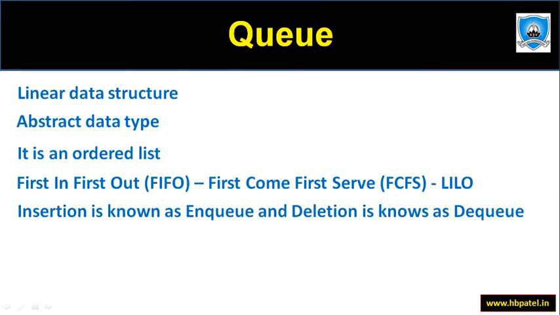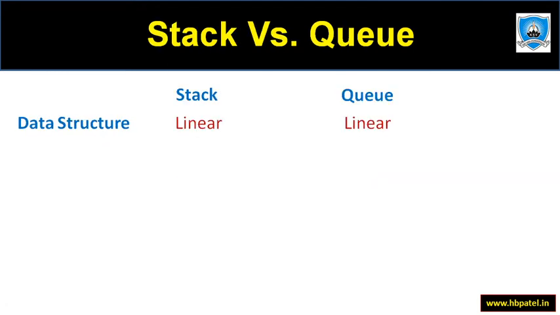Then comes insertion and deletion. In the case of stack, if you remember, we used to call them push and pop. Over here the insertion operation is called enqueue and the deletion operation is called dequeue. So enqueue and dequeue are the very common names here for insertion and deletion.